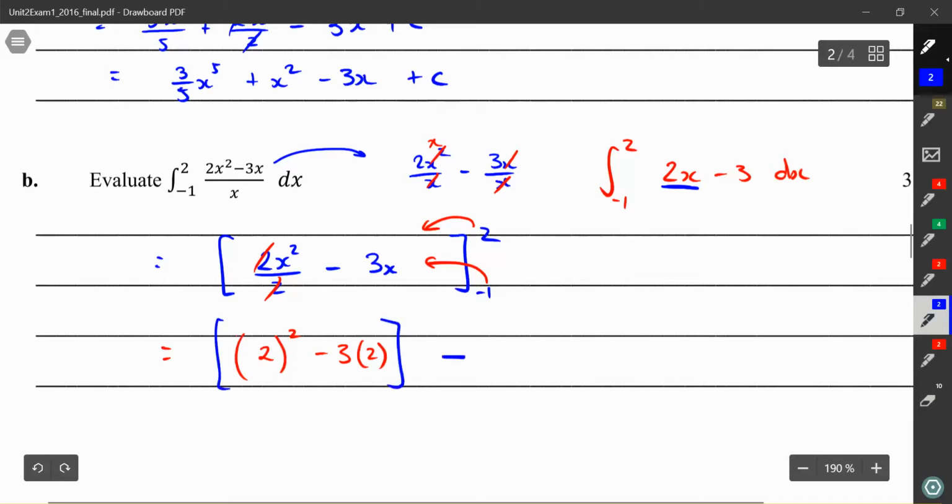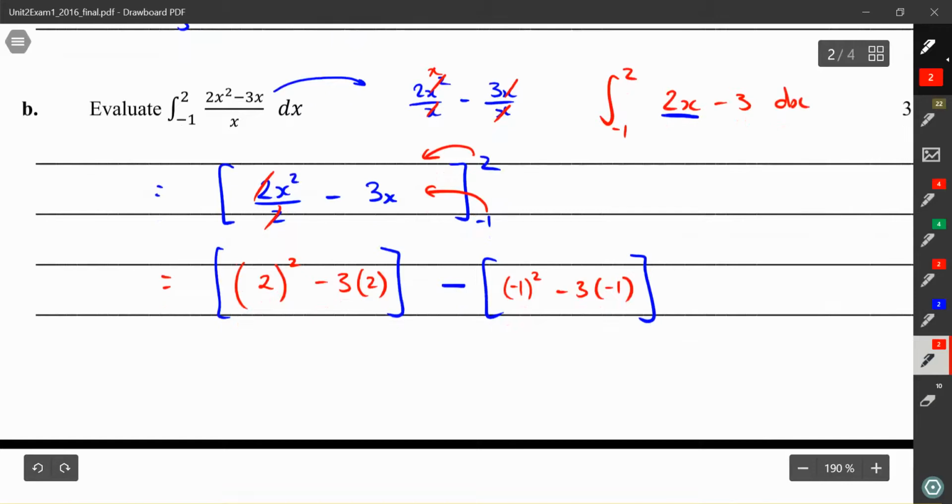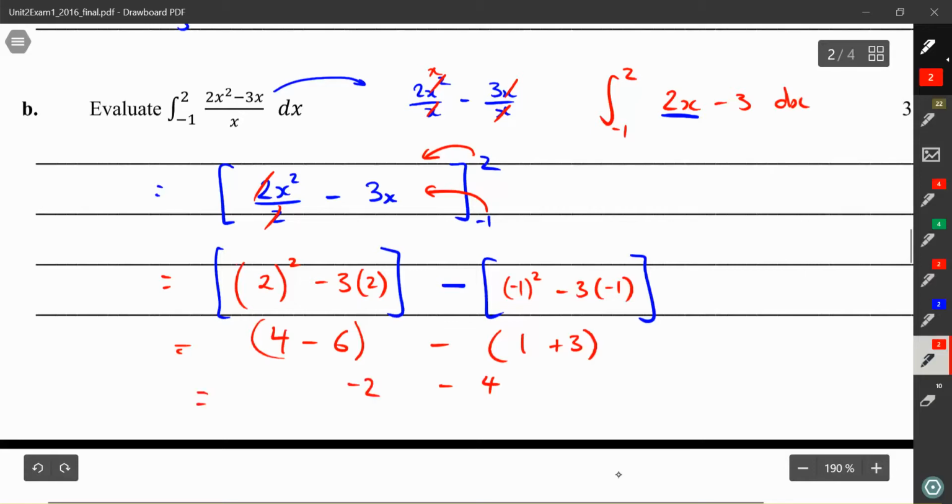And then I'm going to minus, now substituting -1 in. So -1 squared minus 3 times -1. See what I'm doing there? That's f of b minus f of a, fundamental theorem of calculus. So here we go. This is 4 minus 6 minus, what's that, 1 plus 3. So that becomes minus 4, and 4 minus 6 is -2. So -2 minus 4 is -6.